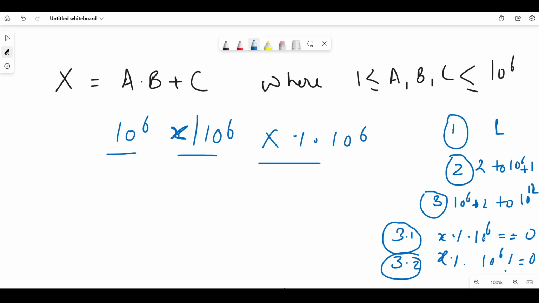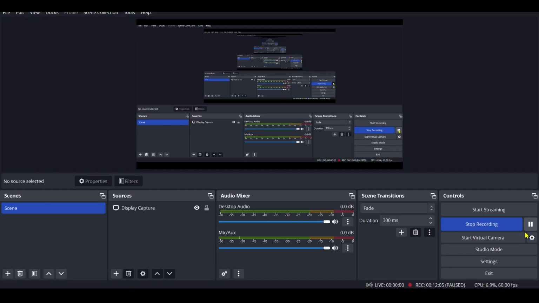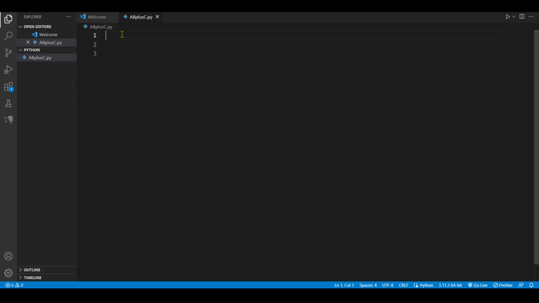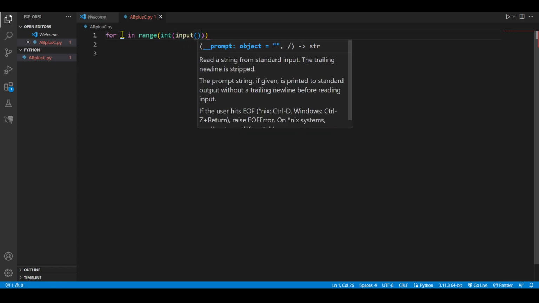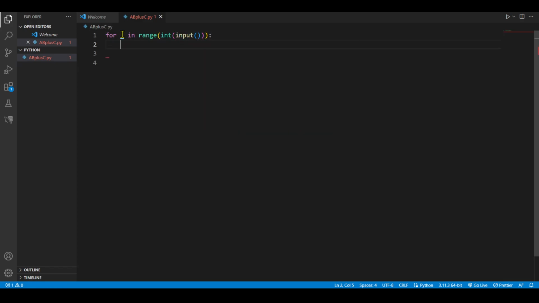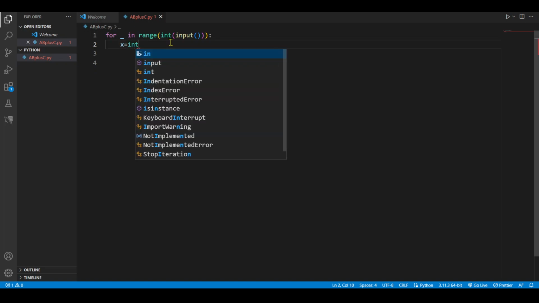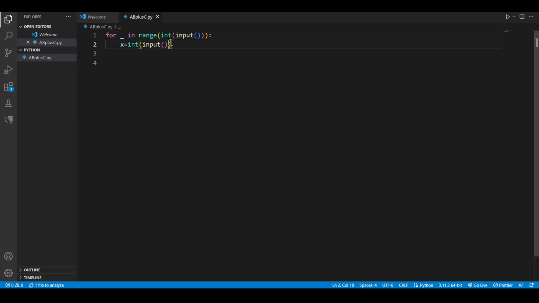Now let's try to code it. Now I am putting here a for loop for test cases. So for underscore in range, I will take input in the form of integer, so int input. This for loop will run test cases times, and in this for loop I am going to take value of x as input for each test case, and it will be x is equals to int input.